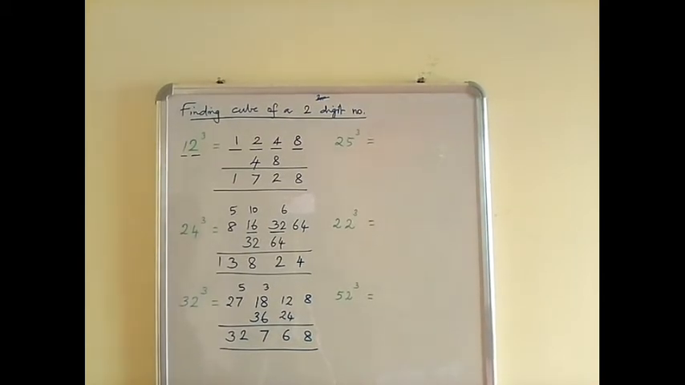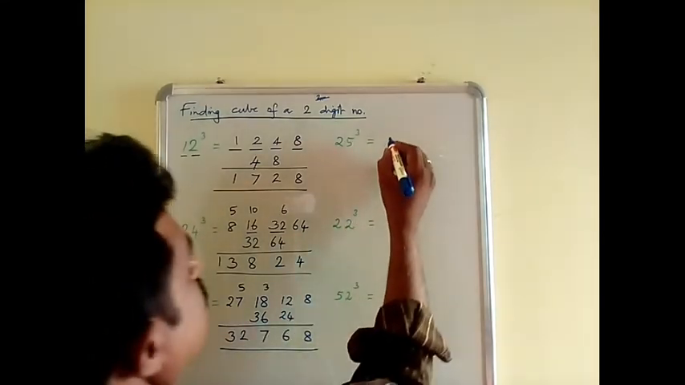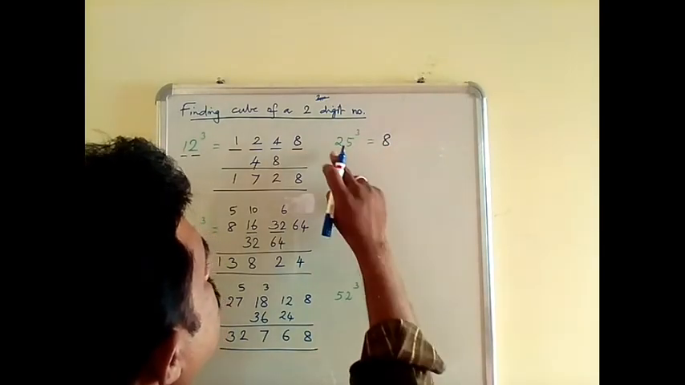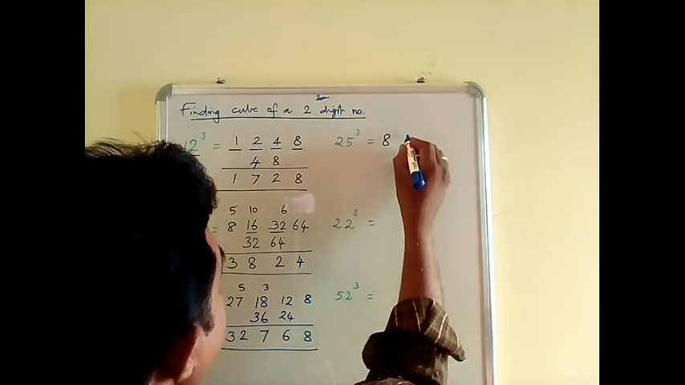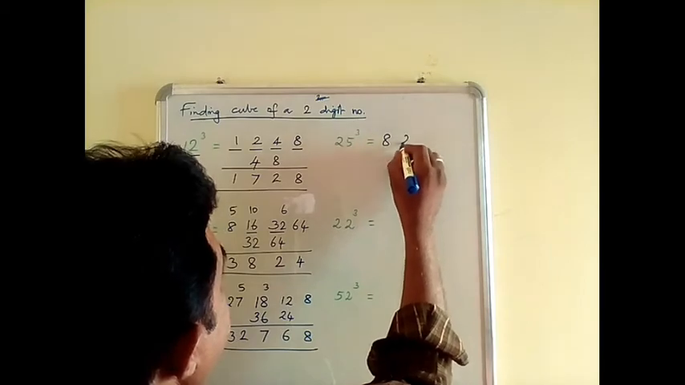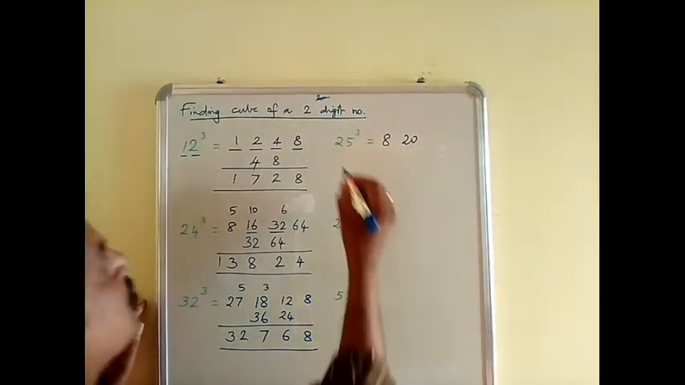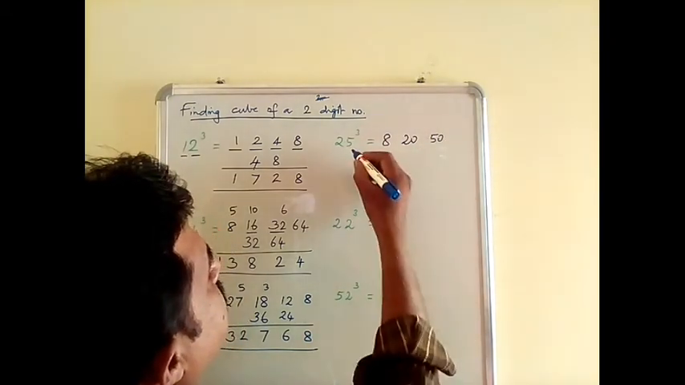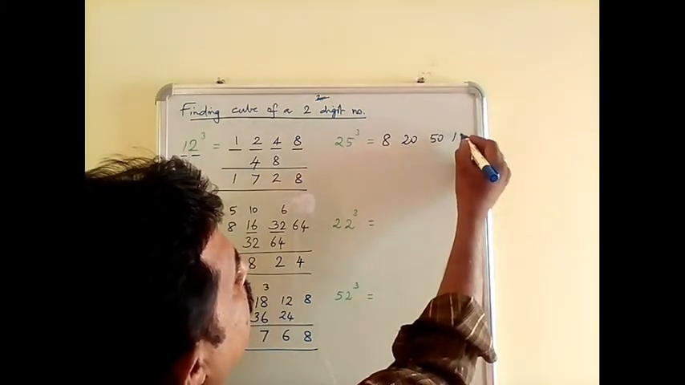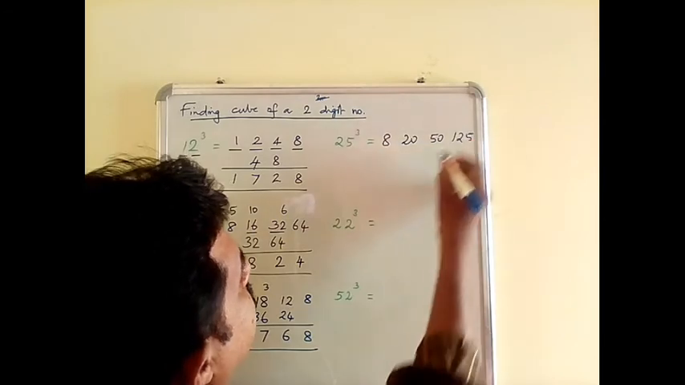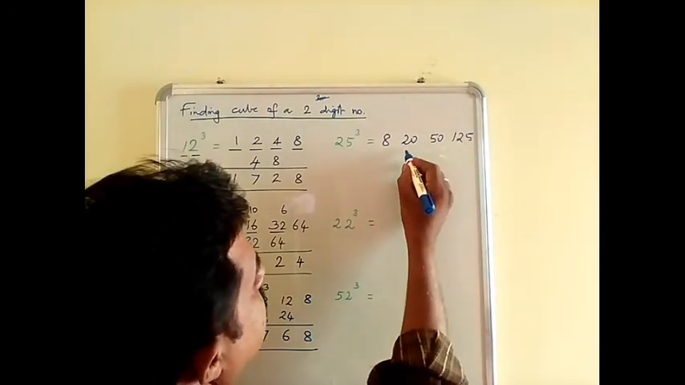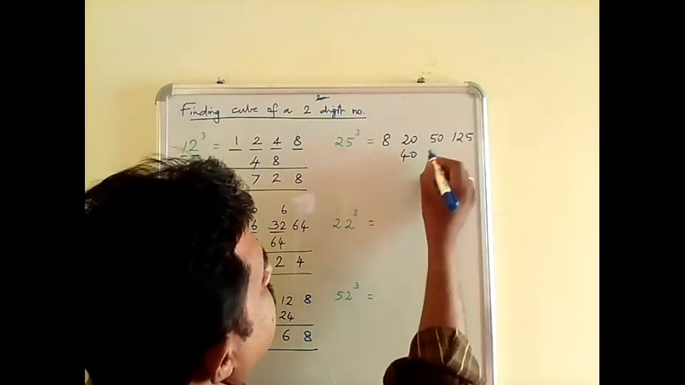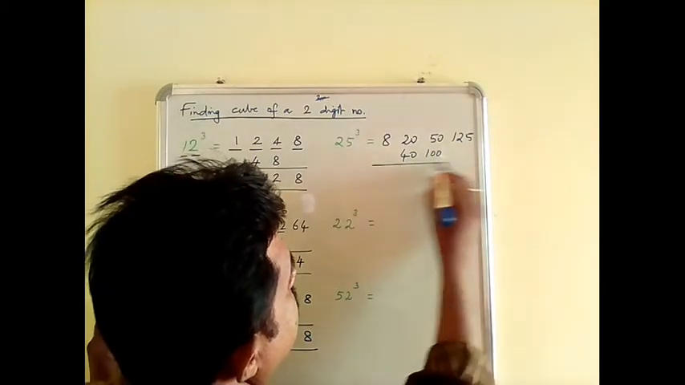Now let us consider 25 cube. So 2 cube is 8. 2 square into 5, 20. 2 into 5 square, 50. And 5 cube is 125. Now double this. This is 40. This is 100. Now add.